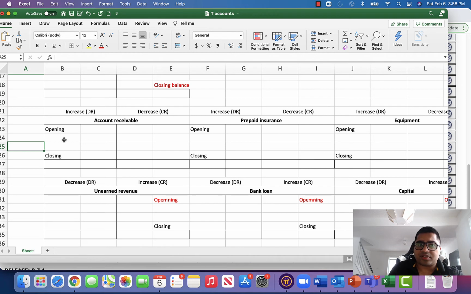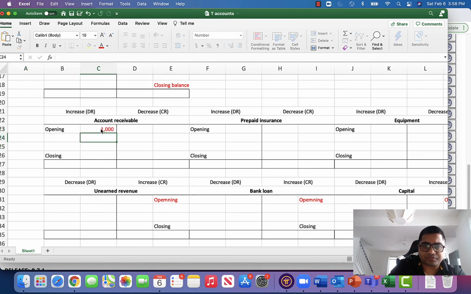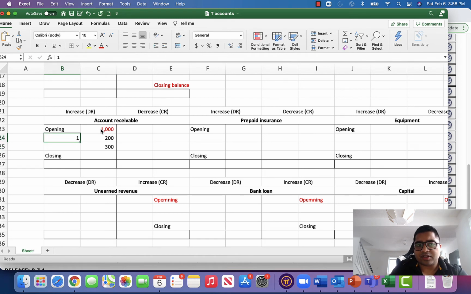So account receivable going up, you'll make entries here. Account receivable going down, you'll make entries here, right? Opening balance plus increases minus decreases gives you closing balance. So opening balance, let's say you have $1,000, $200 you increased, then $300 you increased. We always number them, so one for first entry, second entry, and let's say the third entry was a decrease of 200.